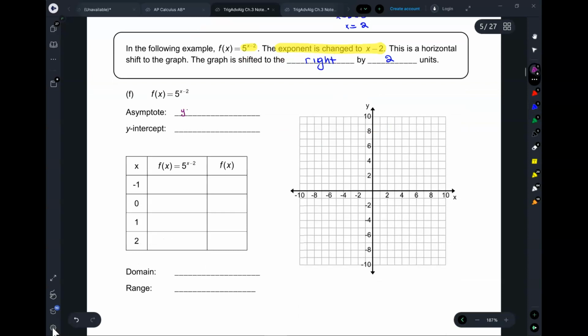Okay, so now let's graph this one. Asymptote is y equals 0 again, until I tell you otherwise. Okay, y-intercept. 5 to the power of 0 minus 2 is 5 to the power of -2. So again, negative exponent means take the 5 and make it into a reciprocal. So 5 becomes 1 over 5 to the power of 2, 1 over 25.